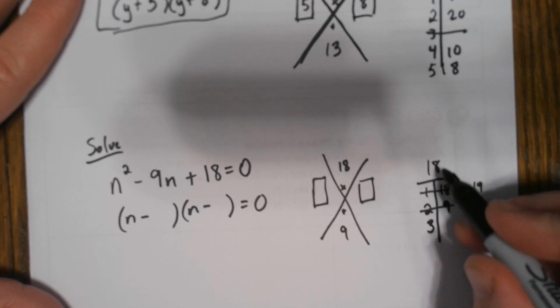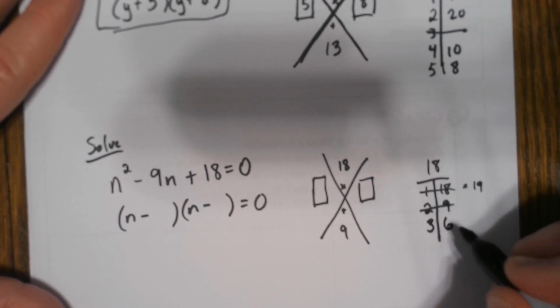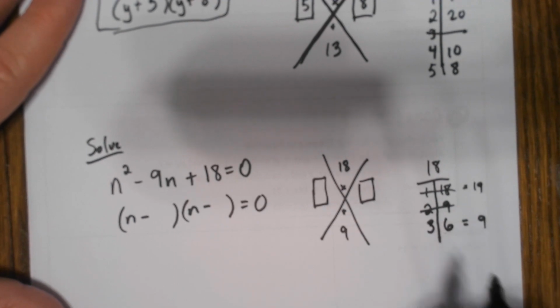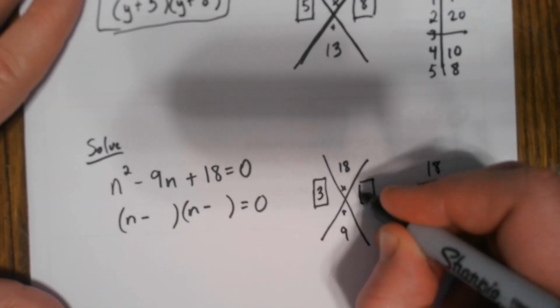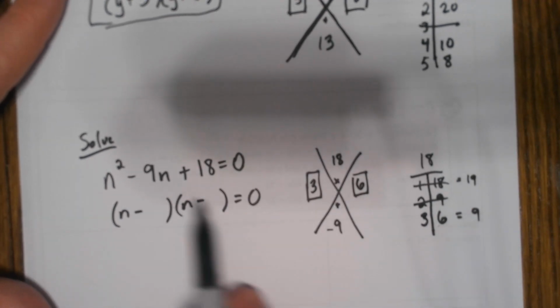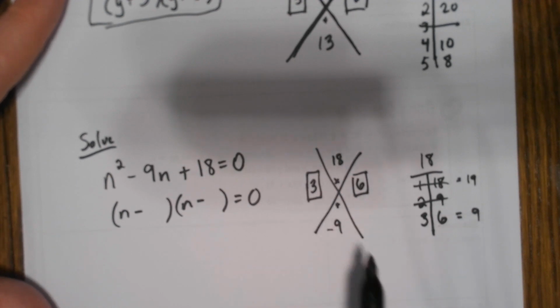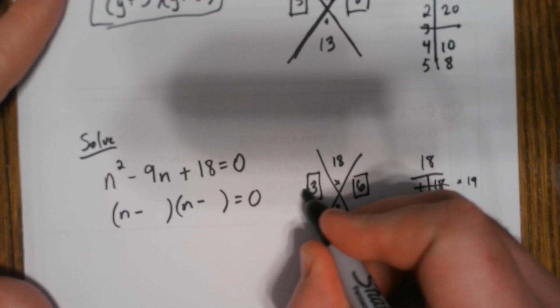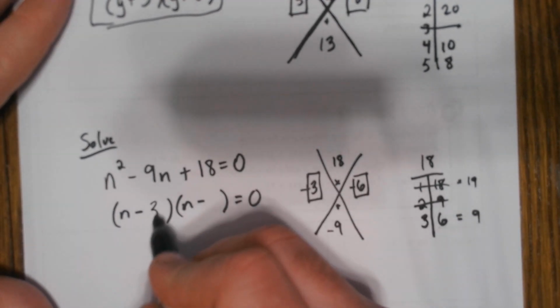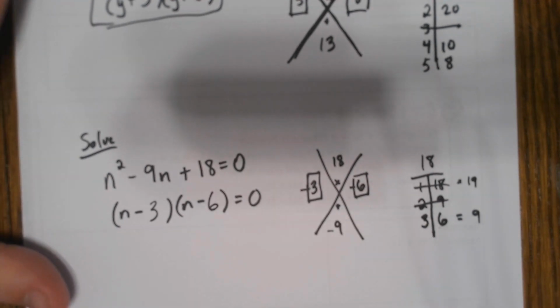3 goes into 18 6 times. And when you add those together, 3 plus 6 is 9. So that means that is our answer. We're going to have 3 and 6. Missed a sign there because that is a negative 9. So these two numbers need to add to negative 9, which means they're both going to be negative. So we have n minus 3 and n minus 6.